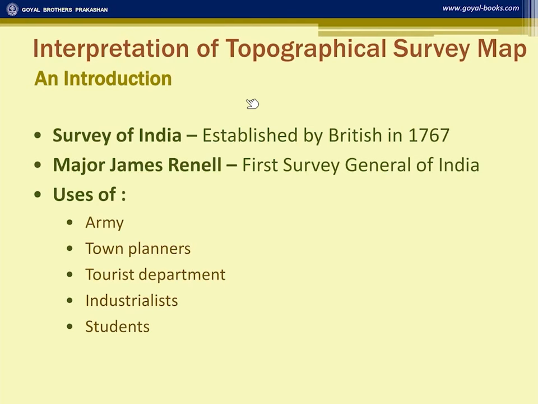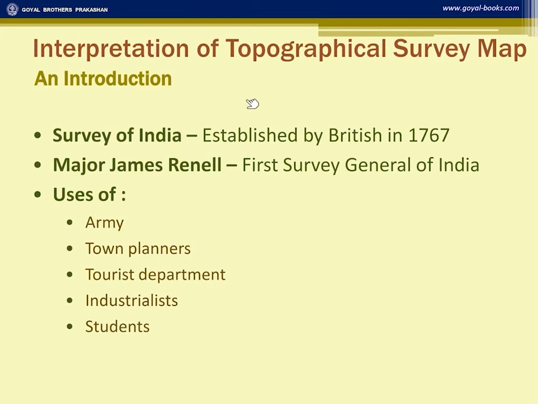Secondly, they are very useful for the town planners because they have to plan the projects according to the topographical survey sheets. They know where are the roads and the transport and the general layout of the city. So accordingly, the tourist maps are prepared. Tourist department also uses the topographical survey sheets for bringing out the layout of the city. That gives us a location of the monuments and the guidance for the tourists. This is very important for the tourist department.